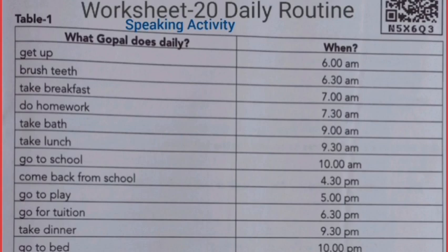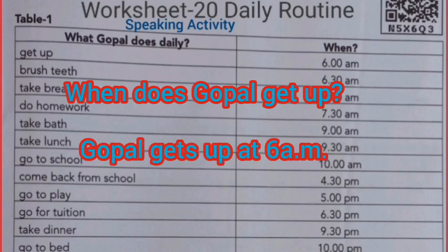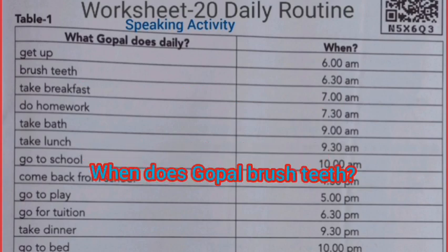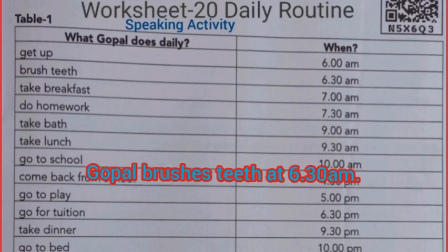If we put a question with the WH word when, we can use does for present simple, third person singular. When does Gopal? Gopal is the third person singular, he or she or Gopal. When does Gopal get up? Answer: Gopal gets up at 6 a.m. Similarly, when does Gopal brush teeth? Answer: Gopal brushes teeth at 6:30 a.m.